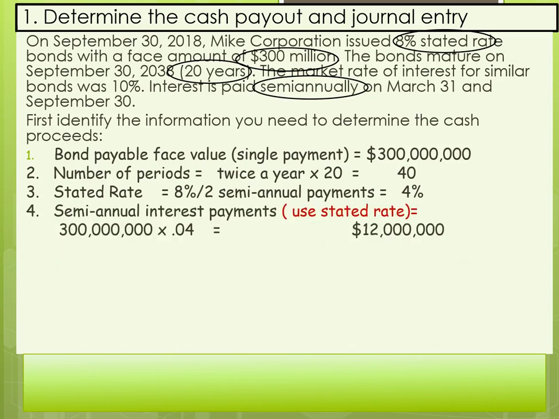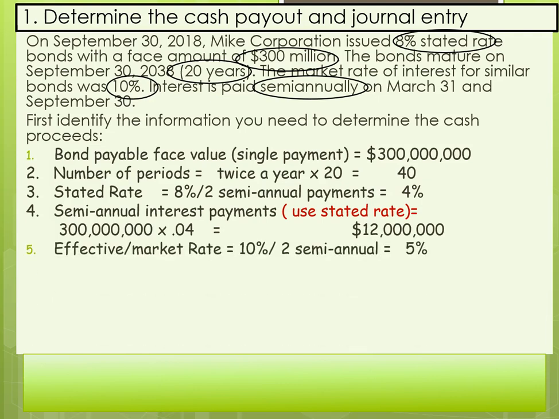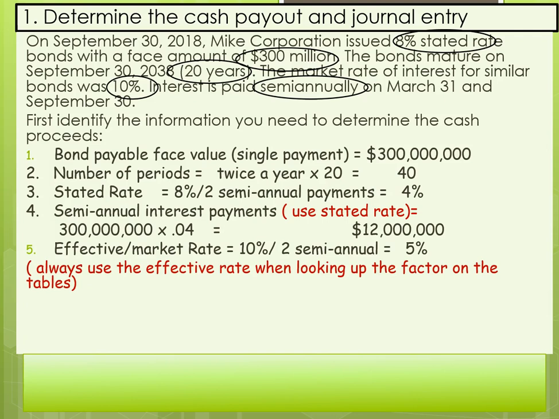And to come up with the annuity payments, we're going to take the face of the bond times the stated rate, divided by 2, because semi-annual payments. And the effective rate, we're going to take that divided by 2, and that's going to be the factor we use when we go to the tables. So remember, this is the factor you're going to use when you go to the table.